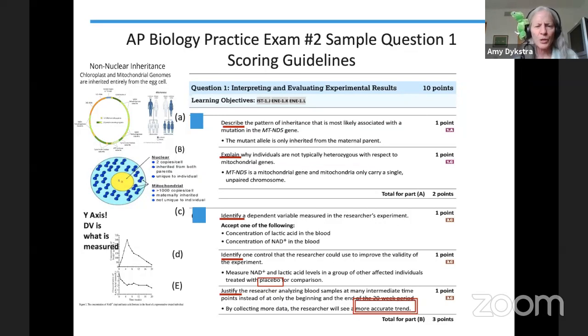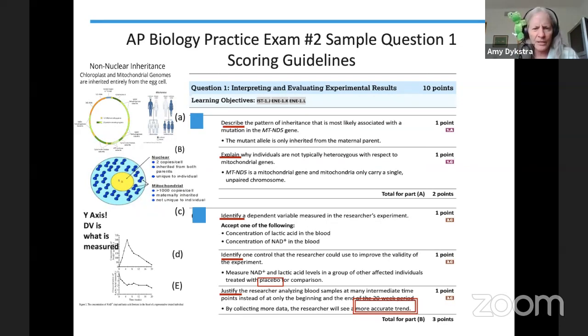So when you see an explain why, oftentimes you might want to think about writing a because. So explain why, well, it's because what? So think about that with an explain why, and explain how would be asking you more to lay out how something happens, but an explain why, think about a because.